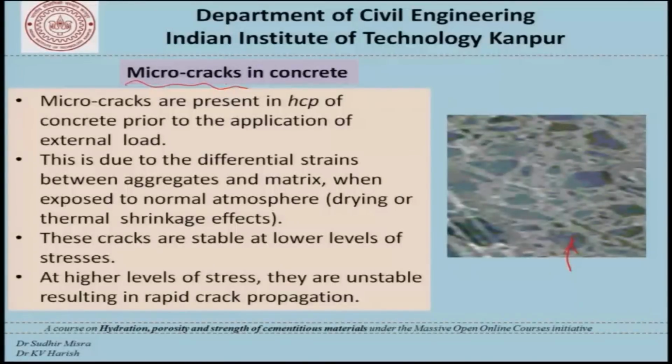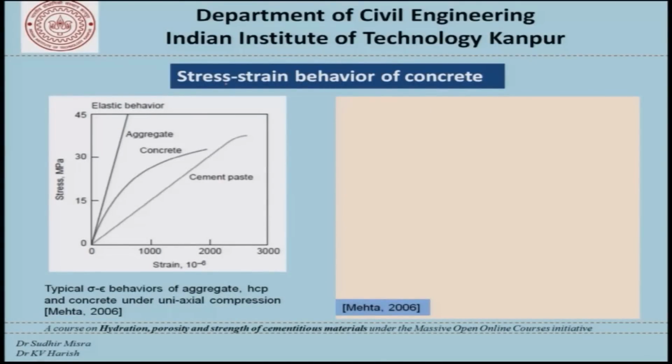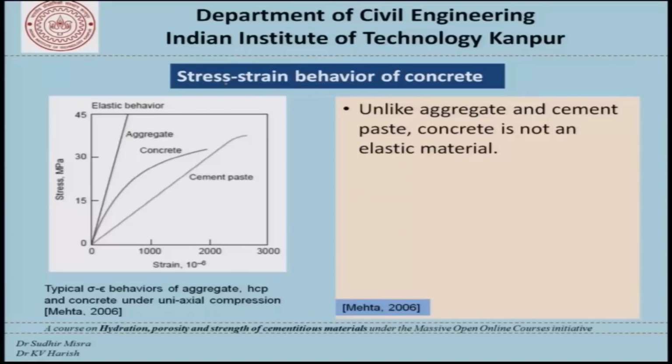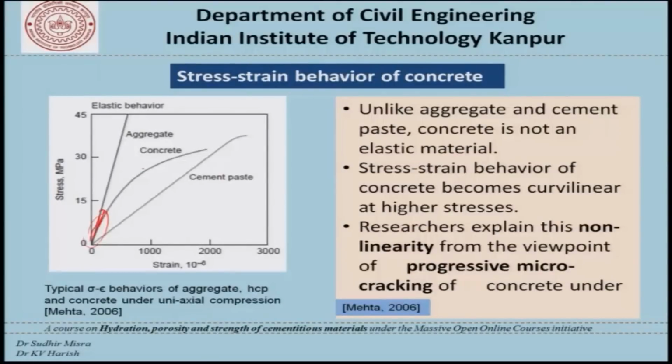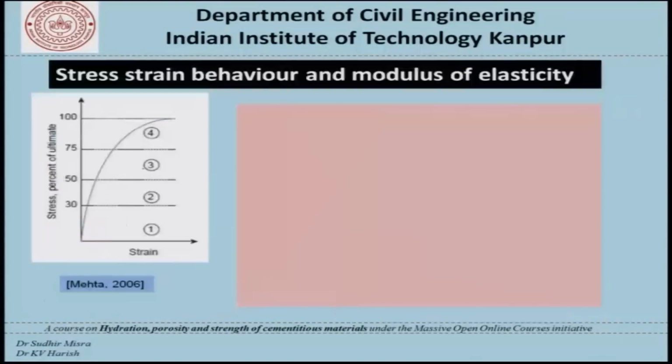Now, with this kind of a backdrop, we look at this picture once again and we find that unlike aggregates and cement paste, concrete is not an elastic material. The stress strain behavior of concrete becomes curvilinear at higher stresses. Initially, yes, we can see that the behavior of concrete is also quite linear, but it does not remain linear at higher levels of stresses or strains. Researchers explain this non-linearity from the point of view of progressive microcracking in concrete under the action of loads.